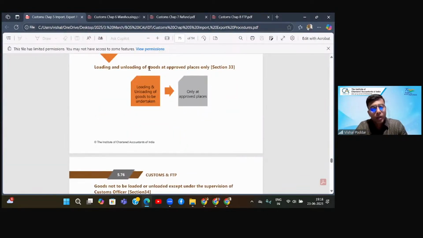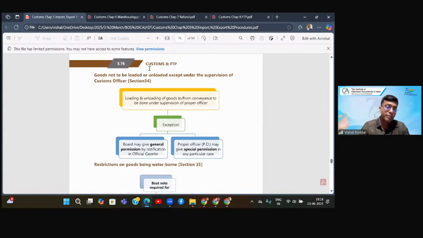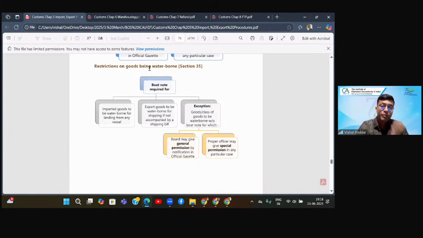Next, loading and unloading is to happen only from approved places. Within the port also, the port is a very big area. So they want that loading and unloading should be under proper customs supervision. In fact, the next section says that this loading and unloading should happen under the supervision of a customs officer, and hence the previous one said that it should also happen only at the approved port. See, all these things are done to avoid any type of smuggling attempts, any attempts of illegally bringing something into India. That is why these conditions are there.